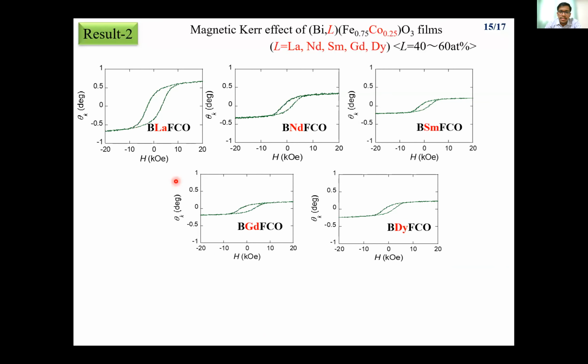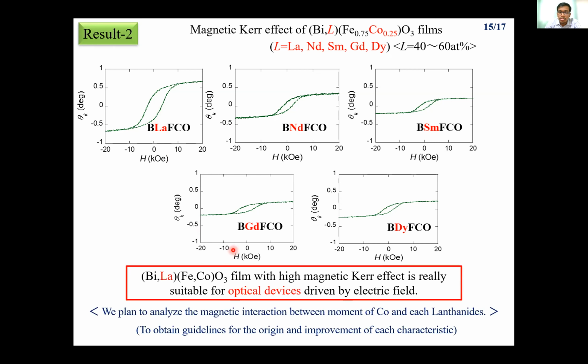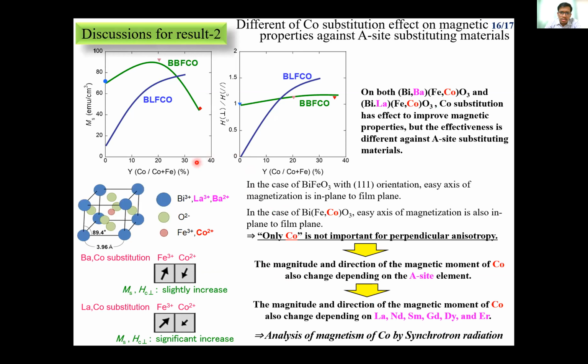In the second case, when I think about the Kerr effect, you can see the lanthanum substituted bismuth ferrite is giving a very good curve. That means I can say the lanthanum substituted bismuth ferrite can be used in optical devices. Here also, the rough discussion is the same: first we substituted barium, then lanthanum. You can see the lanthanum substituted curve is really remarkable, but in the case of barium it is not that remarkable, increasing but not remarkable. So here also we are trying.